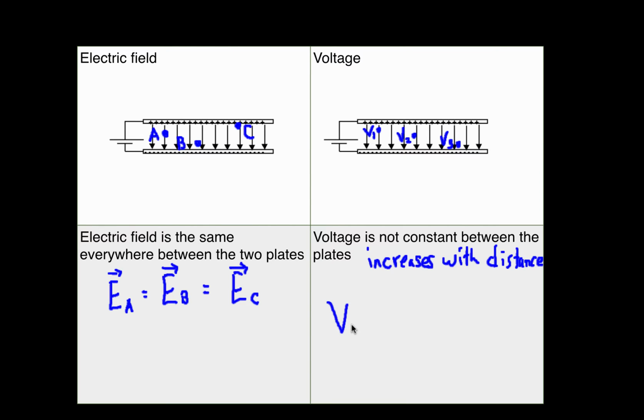The potential difference at point 1 is less than the potential difference at point 2, which is less than the potential difference at point 3. This is because you're getting more and more of the battery's voltage the further down you go. If you only go to point 1, you get a little tiny bit of the voltage from the battery. If you go to point 2, you get a little bit more, and point 3, you get a little bit more, and if you go the whole distance, you get the whole battery's voltage.